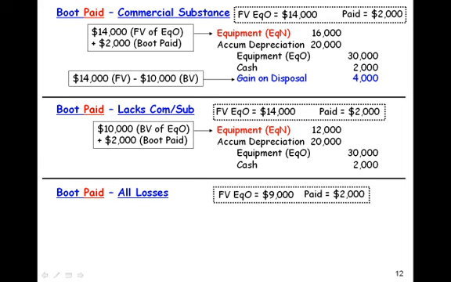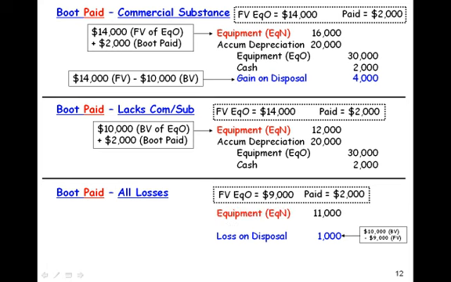In the third exchange, we'll assume that the fair value of the old equipment is $9,000. The loss is recorded as $1,000. The new equipment is recorded as $11,000. There are two ways to compute this amount.